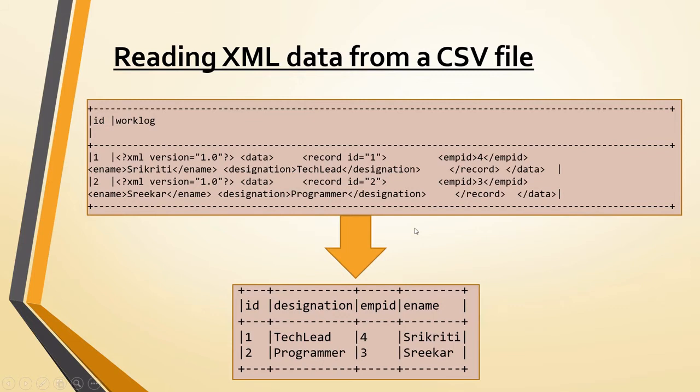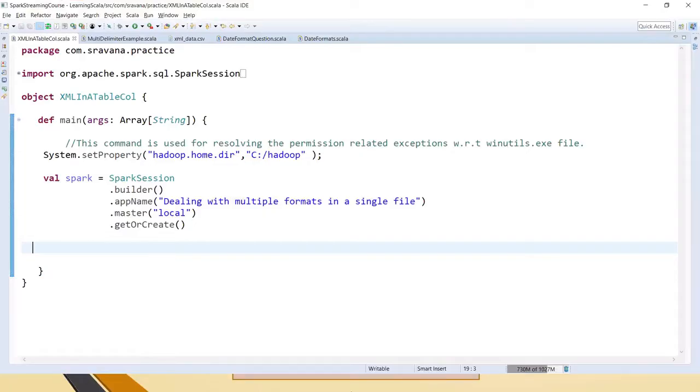Today's topic was also requested by one of our friends. The requirement is that there is a CSV file which has normal columns and also XML data in a single file, like work logs usually come in XML formats, right? Now we have to flatten that structure, so the ID should be there and the flattened structure should be in this format. So now we will see this requirement. Let's start coding for this.